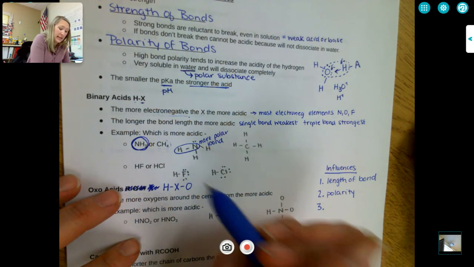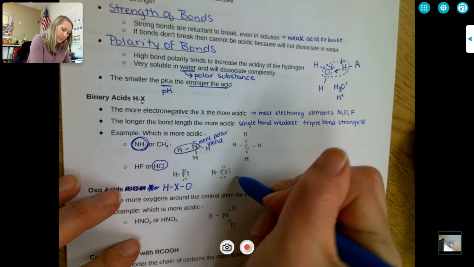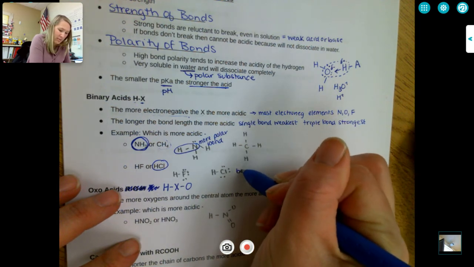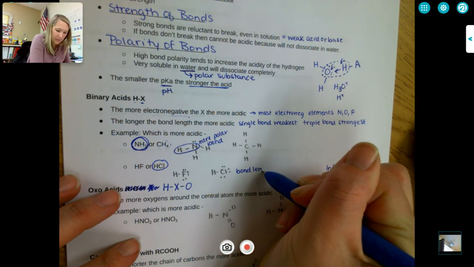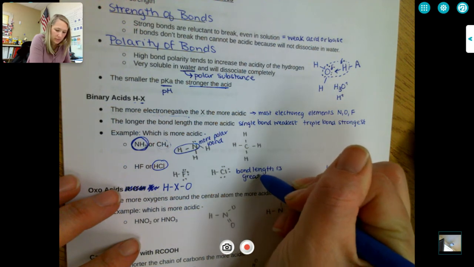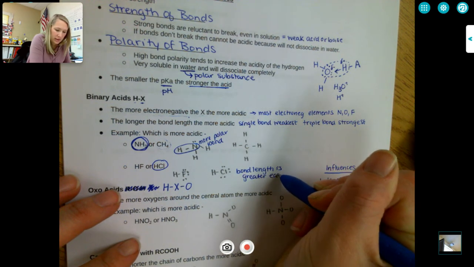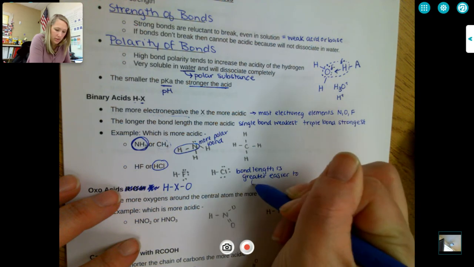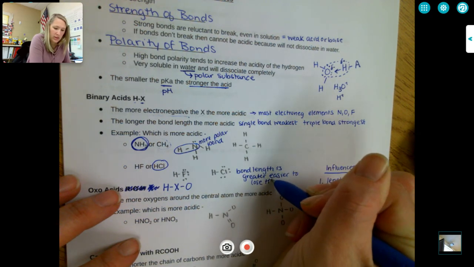So the one that's more acidic is HCl, and that's because the bond length is greater, so it's easier to lose our hydrogen ion.